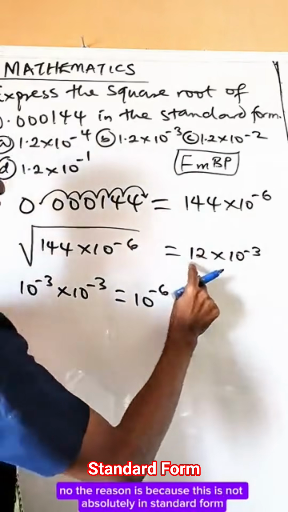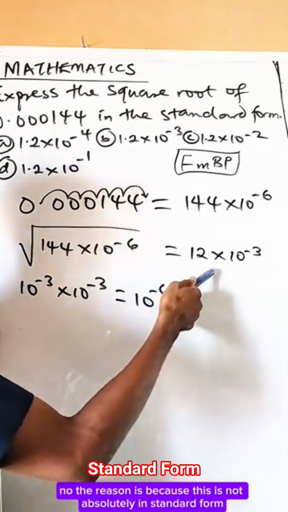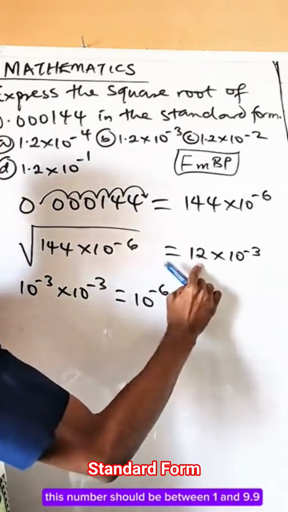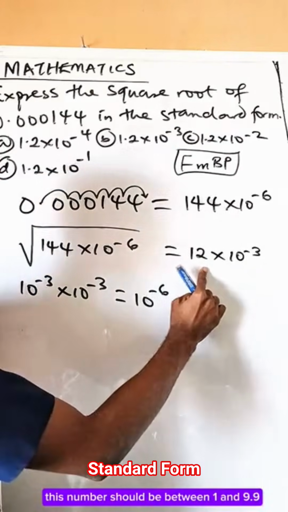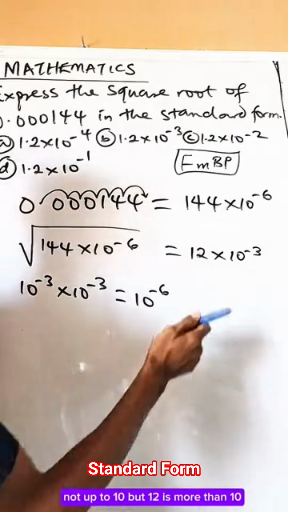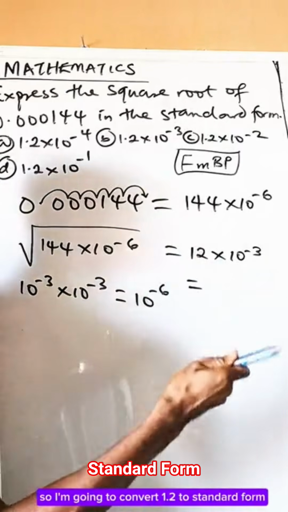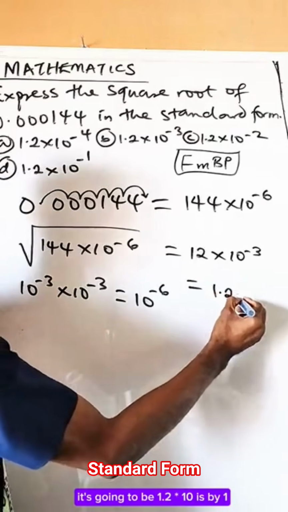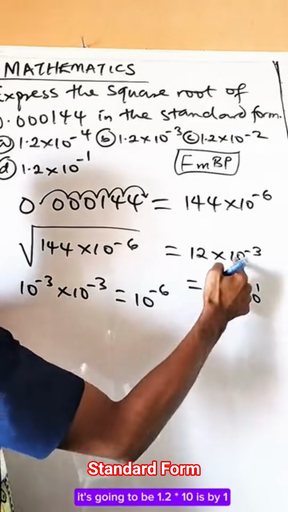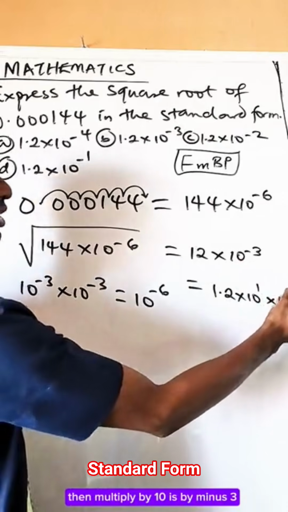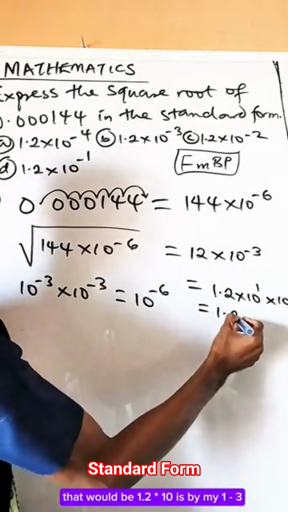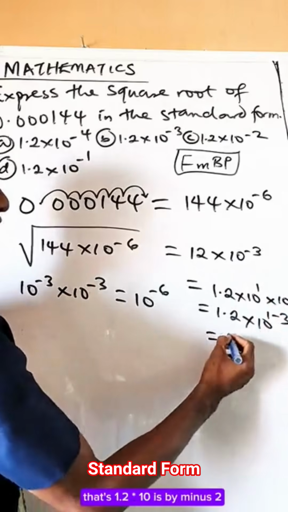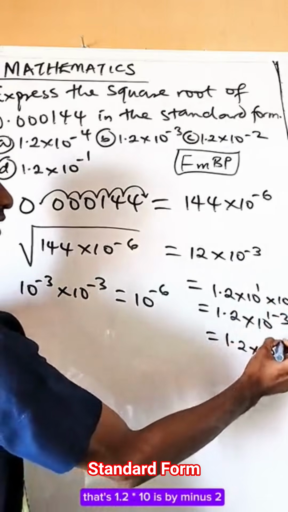No. The reason is because this is not absolutely in standard form, because in standard form, this number should be between 1 and 9.9, not up to 10, but 12 is more than 10. So I'm going to convert 12 to standard form to be 1.2 times 10 raised to the power 1, then multiplied by 10 raised to the power minus 3. That will be 1.2 times 10 raised to the power 1 minus 3. That's 1.2 times 10 raised to the power minus 2.